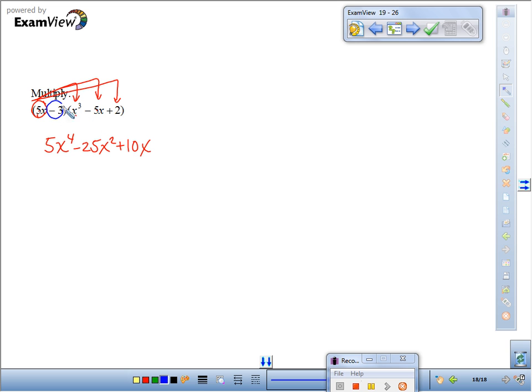So now I'm going to take the second term and do the same. Negative 3 times x cubed, that's negative 3x cubed. Negative 3 times negative 5x, that's positive 15x. Be careful with these signs. Some of you were making those mistakes before. Negative times a negative becomes a positive. Some of you left it as a negative. Negative 3 times positive 2, that's negative 6. I'm done with multiplication.